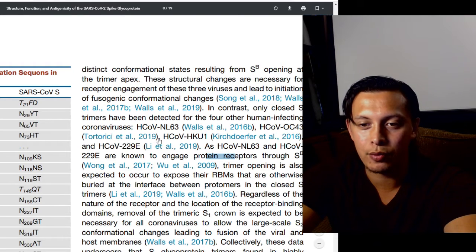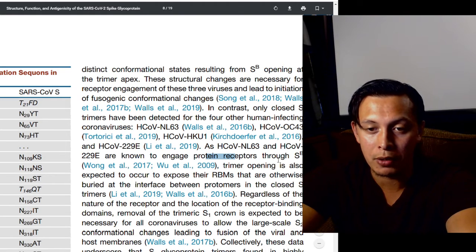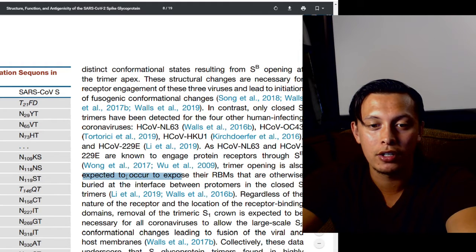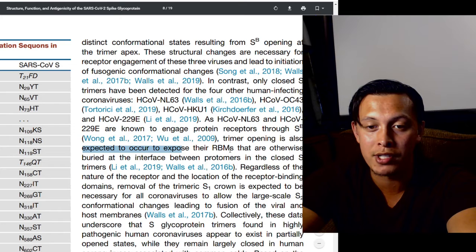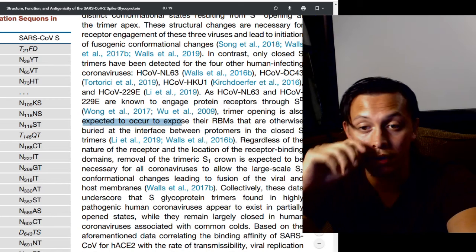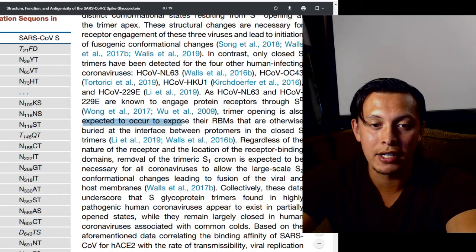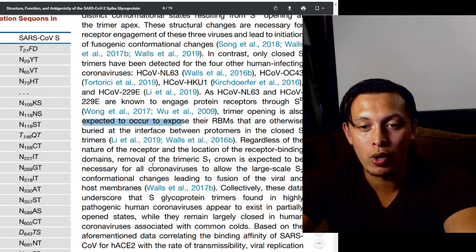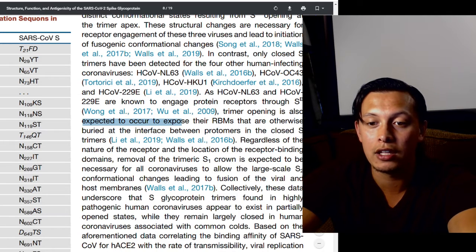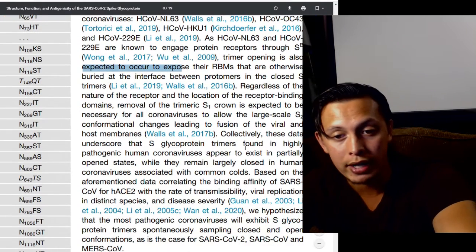As HCoV-NL63 and HCoV-229E are known to engage protein receptors through the S-B trimer, trimer opening is also expected to occur to expose their receptor binding motifs that are otherwise buried at the interface between protomers in the closed S trimers. Regardless of the nature of the receptor and the location of the receptor binding domains, removal of the trimeric S1 crown is expected to be necessary for all coronaviruses to allow the large-scale S2 conformational changes leading to fusion of the viral and host membranes.